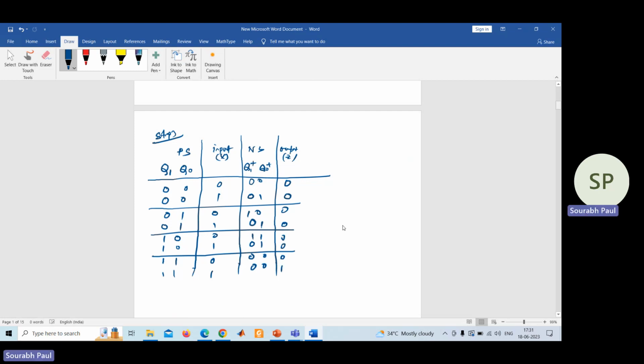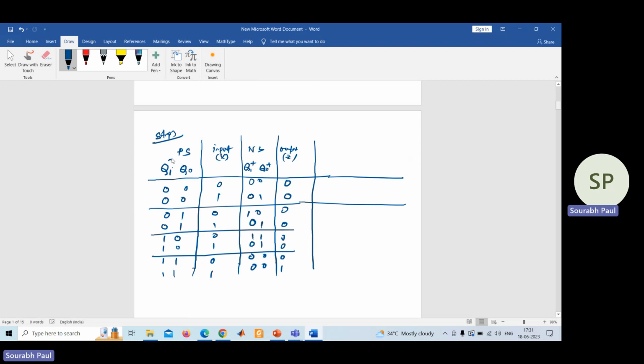Okay. Now in this problem, if you can see how many bits are there, 2 bits are there. So to design this FSM or finite state machine, how many flip-flops are required? Definitely 2 flip-flops. Why 2 flip-flops? As you have 2 bits and each flip-flop can store 1 bit. So definitely you have to use 2 flip-flops. Suppose we are using JK flip-flop to implement this circuit. So how many such JK flip-flops are required? 2 JK flip-flops are required.